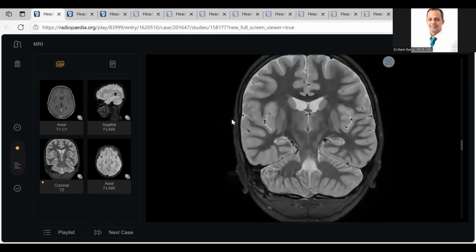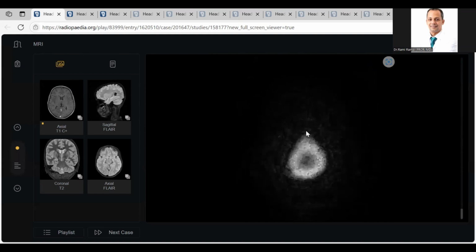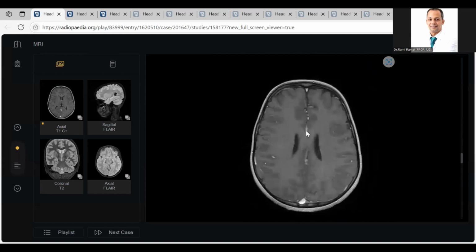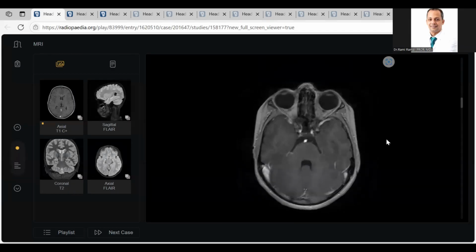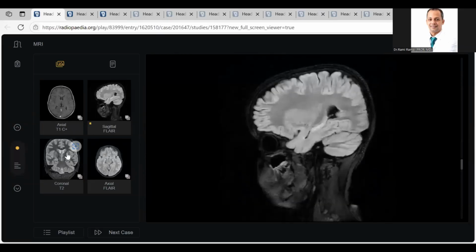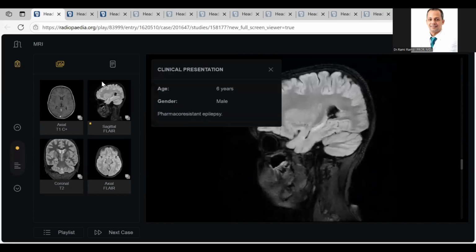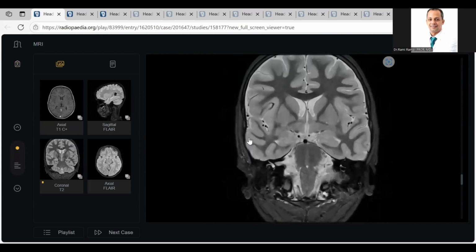This case is very tricky. Why? We are in a head and neck session, okay? And I bring a completely brain case, and very subtle, nearly normal axial post-contrast, and even sagittal. But you have a very characteristic history. A 6-year-old with pharmacoresistant epilepsy. You should keep in mind after reading this history, this is mesial temporal sclerosis until proven otherwise.